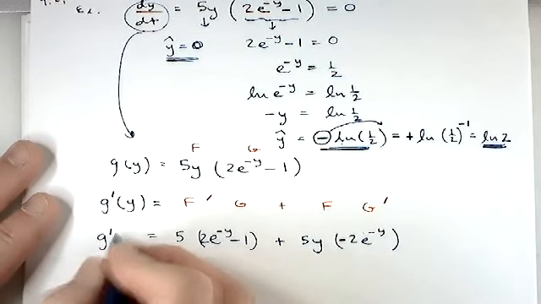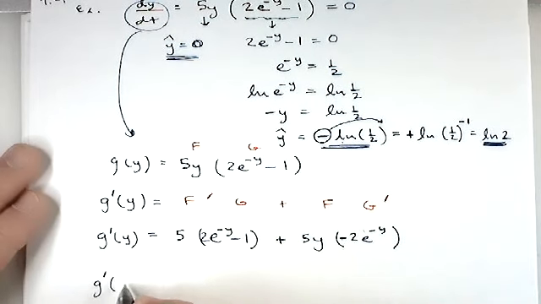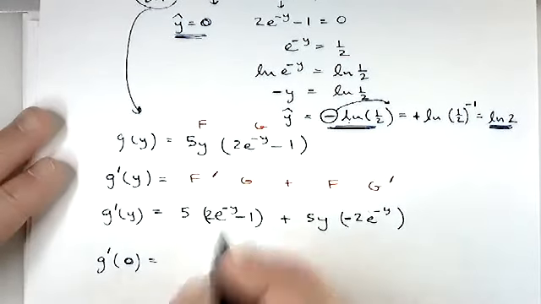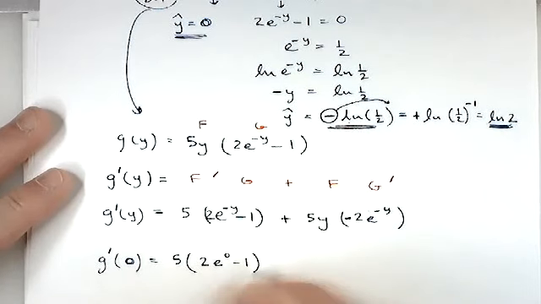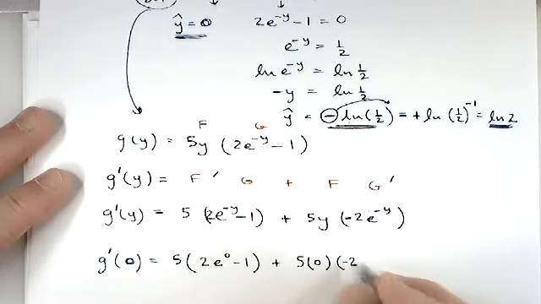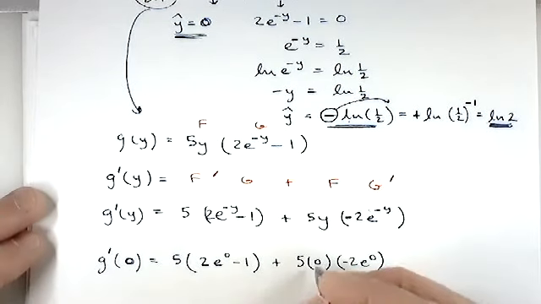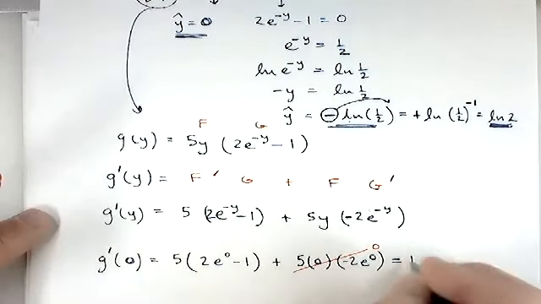And then the idea is once you have your derivative, you're going to then one by one plug in your two equilibria. Let's start with y hat being 0. That was one of your equilibria. So that's going to give me 5 times 2e to the 0 minus 1 plus 5 times 0. This whole thing is going to be 0 because of that 0. E to the 0 is 1. So this is really just 2 minus 1 times 5. I end up getting positive 5.